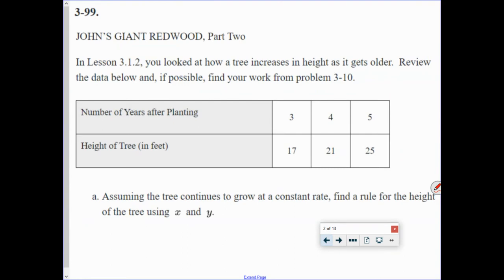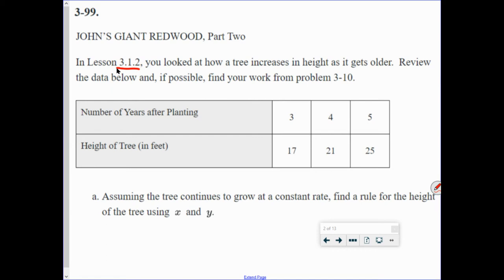John's Giant Redwood, part 2. If you remember John's Giant Redwood, we did it all the way in lesson 312. In lesson 312, you looked at how a tree increased in height as it got older. Review the data below, and if possible, find your work for problem 310. I'm not going to make you go back to problem 310. However, if you want to pause and go back and review what we did and how we found this, you're welcome to do it. It shows you how much you've grown and how much easier this is hopefully going to be now that we've done some practice with it.